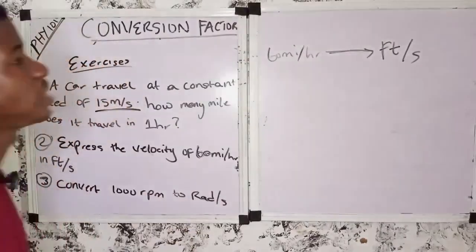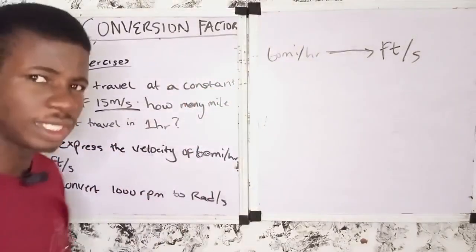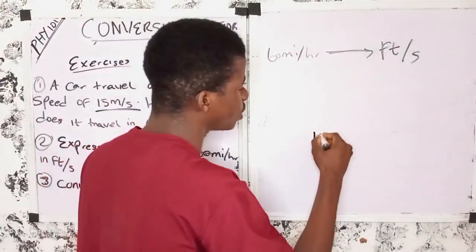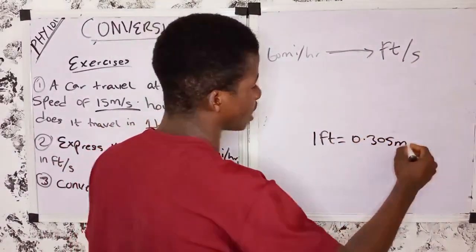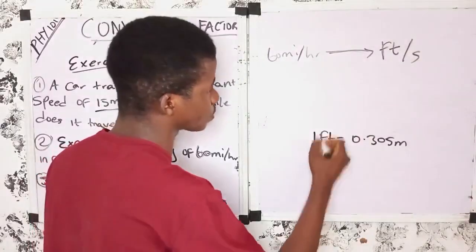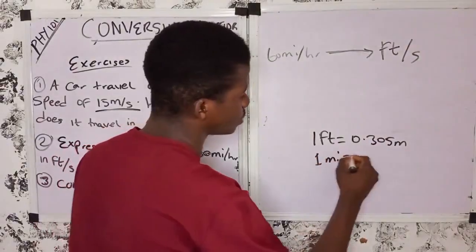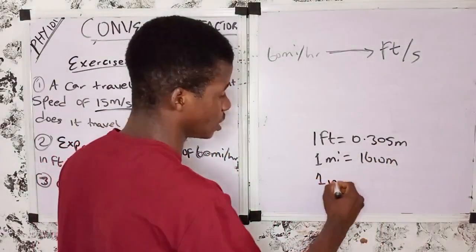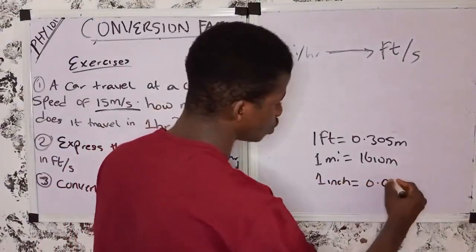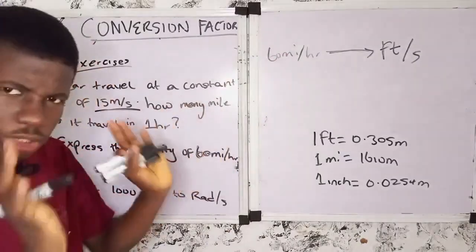This is very easy, okay? Now how are we going to do it? Similar to the very previous one we did. Before I continue, let me just tell you guys a particular thing. We all know that 1 foot is equal to 0.305 meter, right? Then we know that 1 mile is equal to 1,016 meter. Then we also know that 1 inch, please cram all these things, is equal to 0.0254 meter, right?